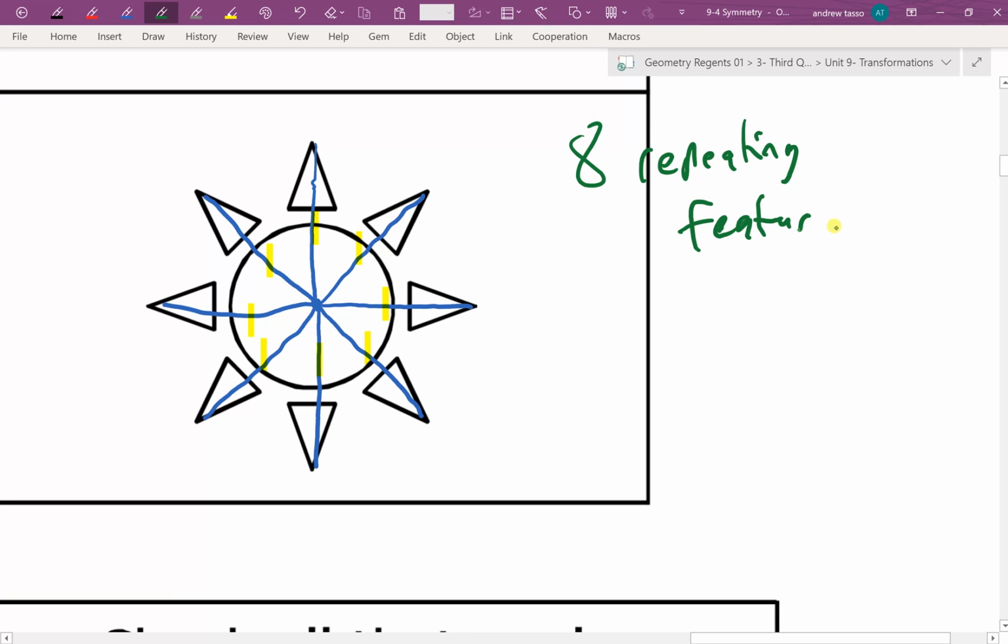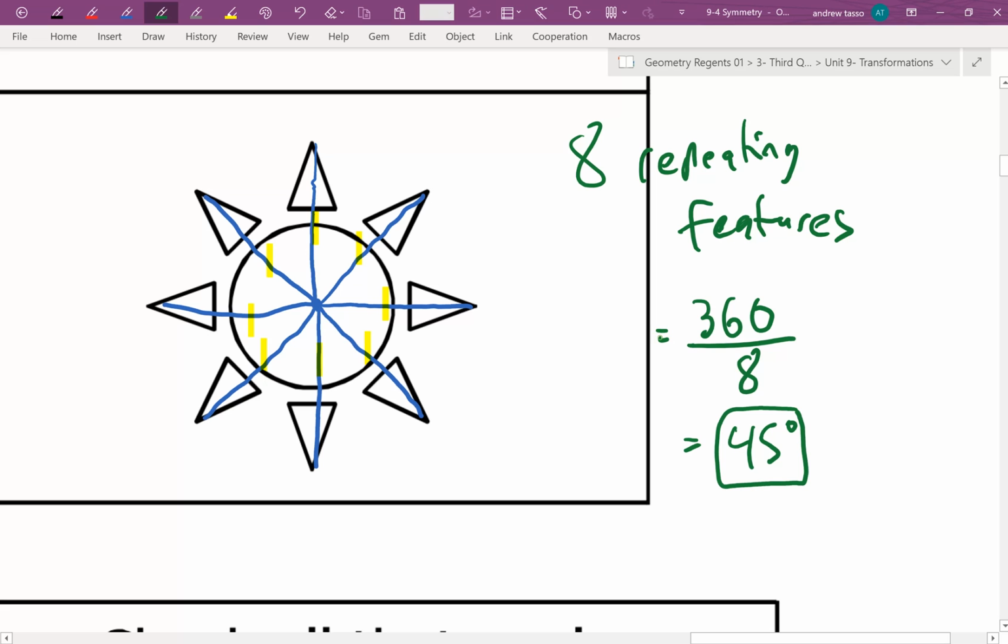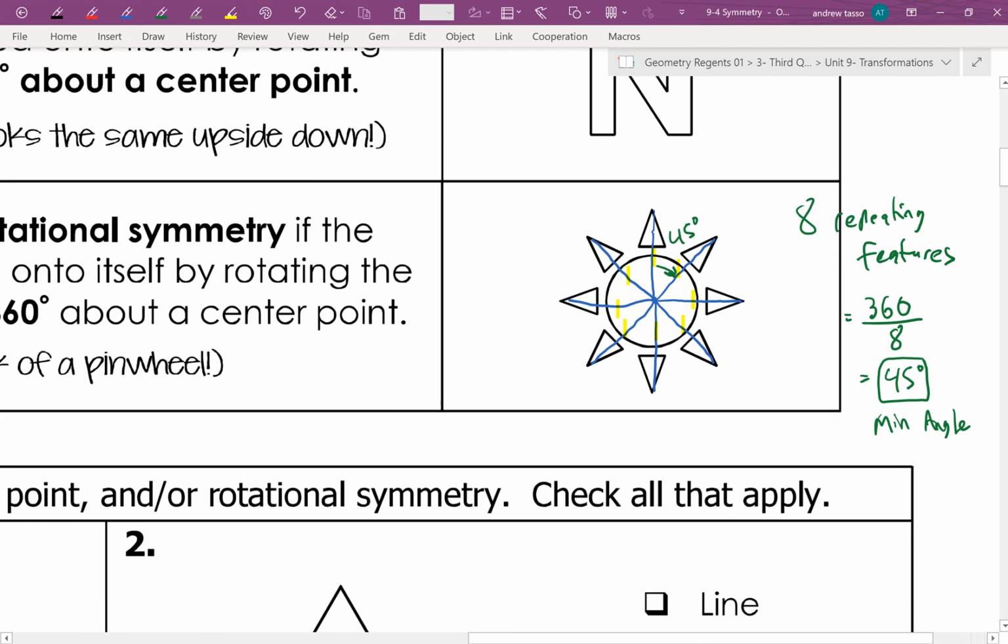So notice that this has 8 repeating features. If we have an object that has 8 repeating features, then to figure out the minimum angle of rotation needed, we would take 360 divided by 8. In this case, what would that equal? I think 45 degrees. So you would always do 360 and then divide by the number of repeating features that you have. We'll see a bunch of examples, but this is basically describing the minimum angle of rotation that is required to get the figure to look the same. If I rotate this by 45 degrees, which happens to be the distance between those two blue lines, then I will get the exact same figure showing up.